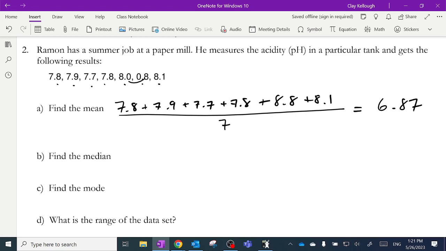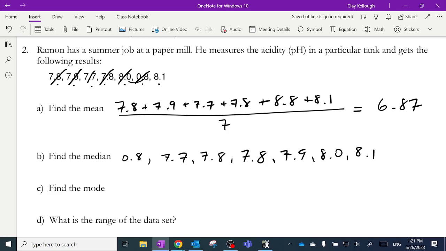Okay, so 6.87. The median, okay, I got to put them in order. So the 0.8 is first. Cross it off so you don't count it again. Then the next smallest is 7.7. And then there's a couple of 7.8s. And then there's a 7.9. And then there's an 8 and an 8.1. 1, 2, 3, 4, 5, 6, 7. I got them all. So the median of 7 things is the fourth thing. So the median is 7.8. The mode is the one that happens the most often, which is also 7.8.